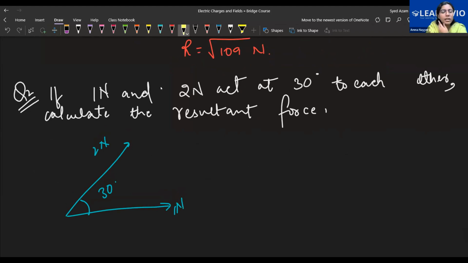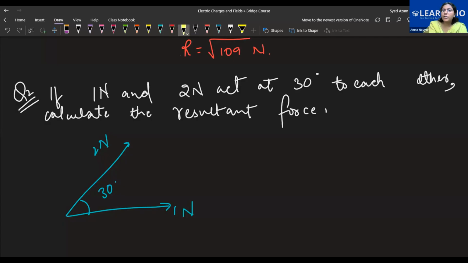Before even putting the formula, there's one thing that we do. What are we solving? We try to figure that out with the help of construction. You will see where your resultant is lying. Right now it's a very simple question. You just have two forces and you know where the resultant will lie.